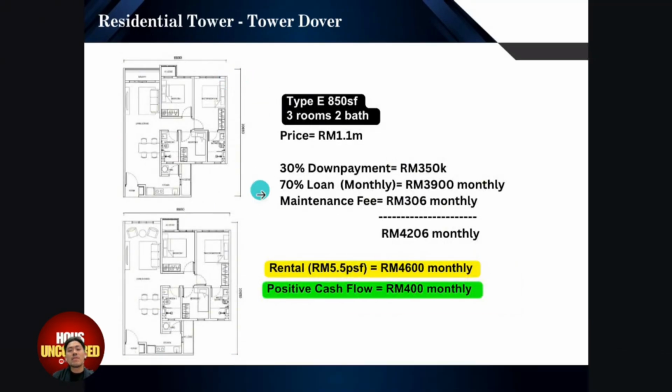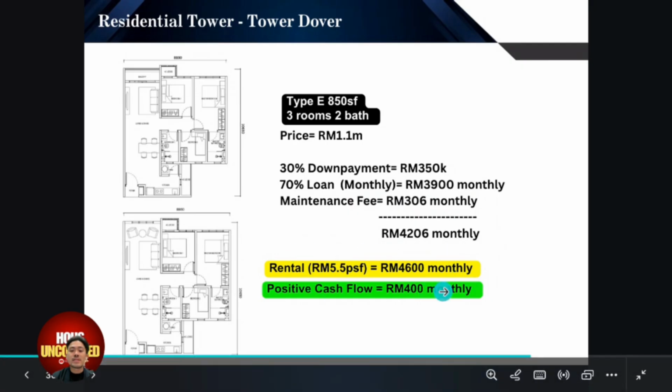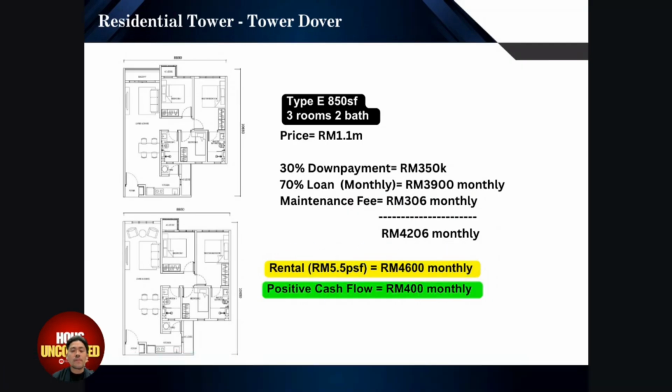Let's look at type E, which is a 3-room 2-bath, using the price of 1.1 million, 30% down payment and 70% loan. With the maintenance fee inclusive every month, the cash flow is about 4,002. And based on rental of 5.5 per square feet, at 4,006, you get 400 ringgit positive cash flow.